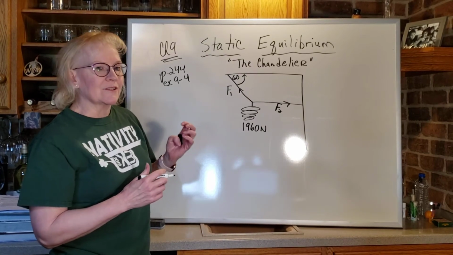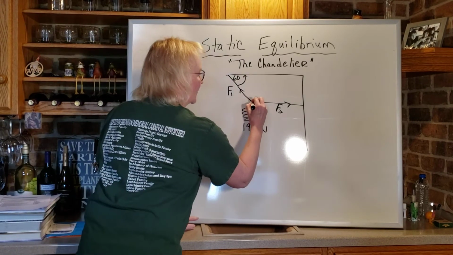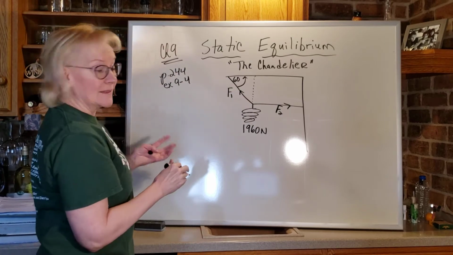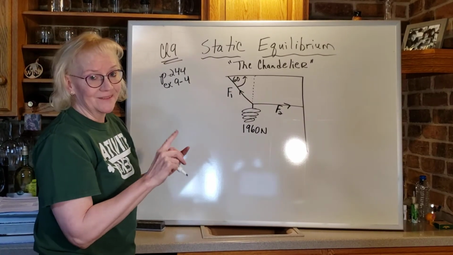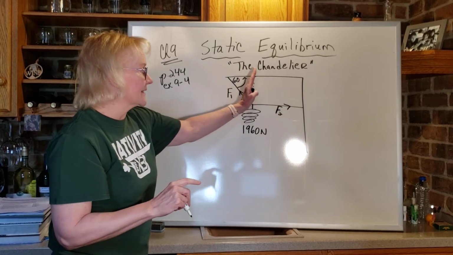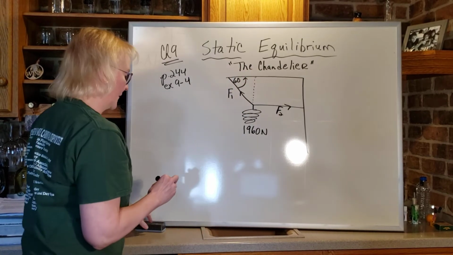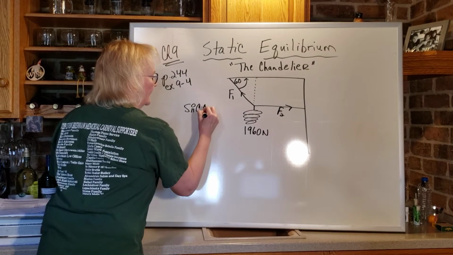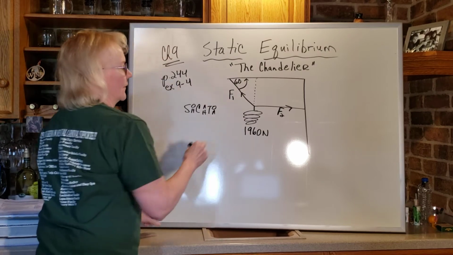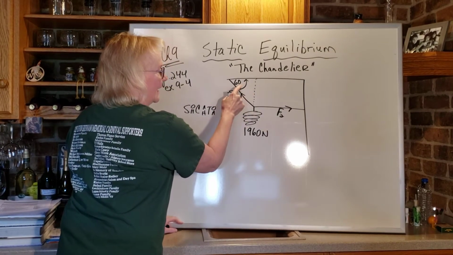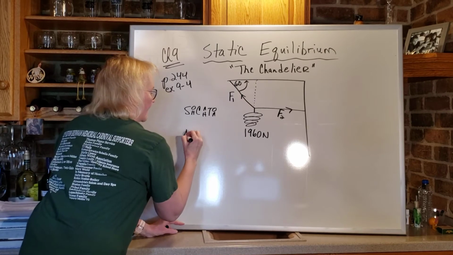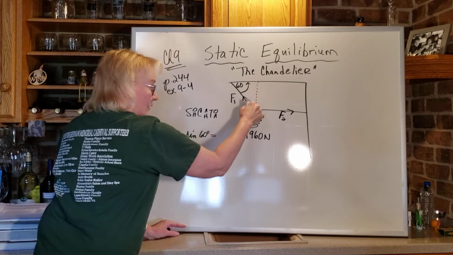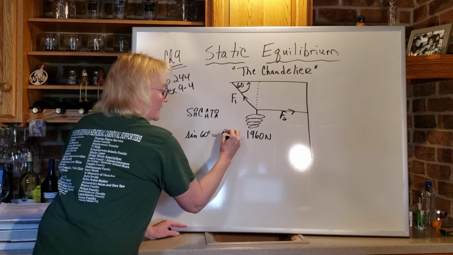So what's holding the chandelier up is the vertical component of this force. So we can solve for that force because we have an angle and we have one of the sides. We're going to solve for the hypotenuse. So let's remember our SOHCAHTOA. So this is the opposite side of that angle. So we've got the sine of 60 degrees equals opposite, which is what we want to solve.